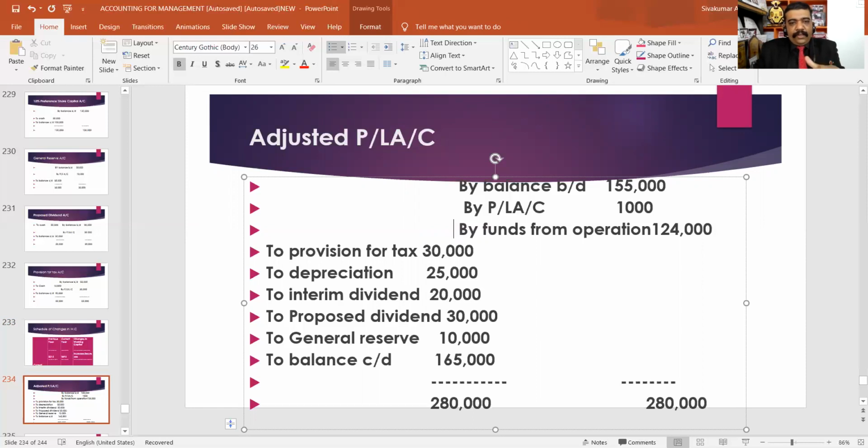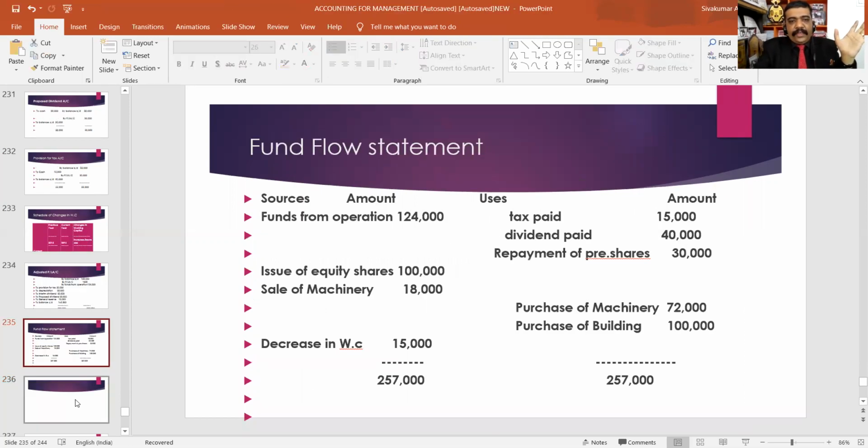Okay. To provision for tax 30,000, to depreciation 25,000, to interim dividend 20,000, to proposed dividend 30,000, to general reserve 10,000. Then please balance it. There are only two items on the credit side: by balance b/d 1,55,000, by profit and loss account 1,000. Then please balance it. Then you will get by fund from operations 1,24,000. Then the last statement is the fund flow statement.